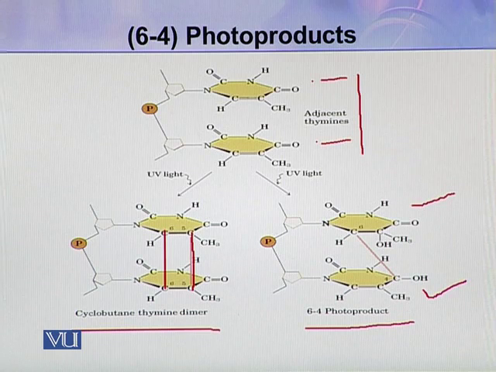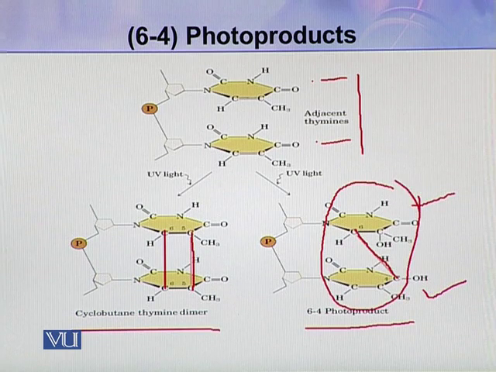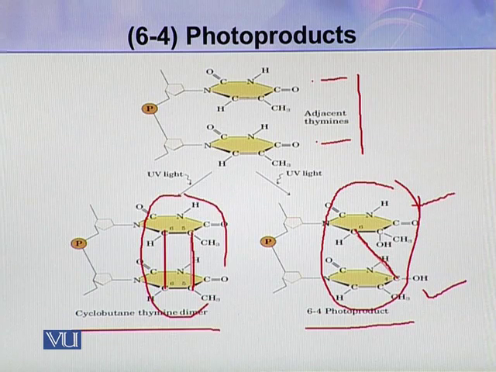So this bond is formed between carbon number 6 of one thymine or any pyrimidine and carbon number 4 of the other pyrimidine. So in this way, by the formation of this bond, a dimer is formed. So this is a dimer. Both these are dimers, but the mode of formation of these dimers is different.